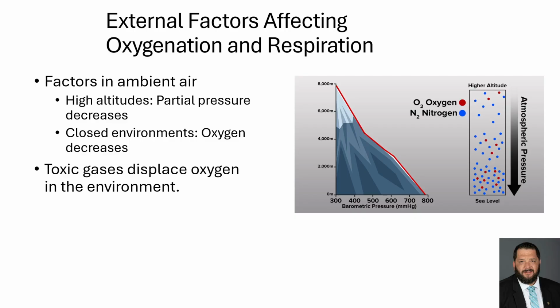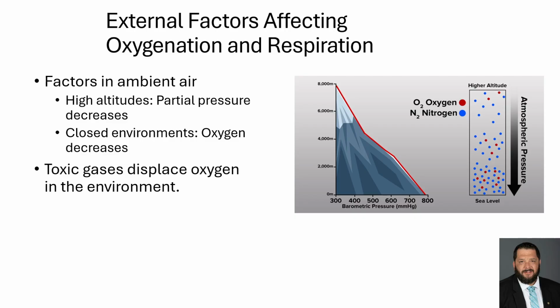So factors in ambient air, for example, high altitudes or closed environments, the oxygen level decreases as altitude increases. And so while ventilation may be adequate, there may be an inadequate supply of oxygen so that the respiration can occur, the external respiration in the alveoli. There's not adequate oxygen there for that gas exchange to take place.